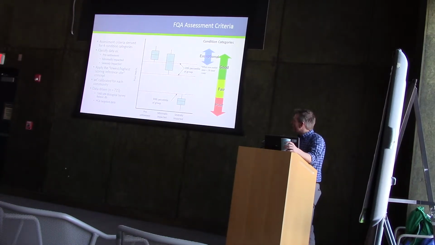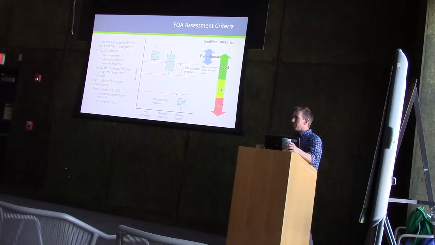And so what we did then is take a bunch of DNR relevant data, which mostly represented the good end, and went out and got data on our own as much as we could for the severely impacted end, for all these different community types, and just classified all those pieces of data, and then we just run the numbers, and we apply what's called the lowest scoring reference site concept to it. That's a pretty standard way in biological monitoring and assessment to come up with assessment criteria.